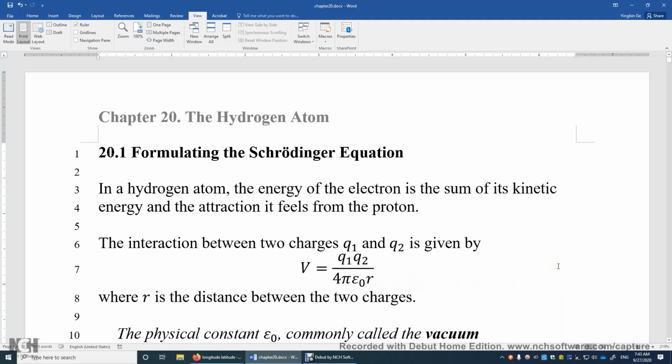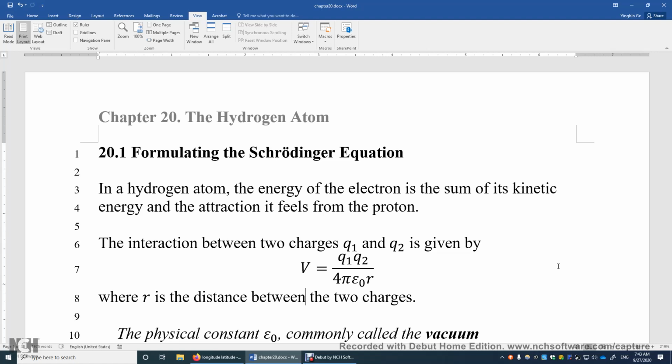This is Physical Chemistry, Part 3, Quantum Chemistry, Chapter 20, The Hydrogen Atom, Section 20.1, Formulating the Schrodinger Equation. In a hydrogen atom, there's only one electron. The energy of this electron is the sum of its kinetic energy and the attraction it feels from the proton.